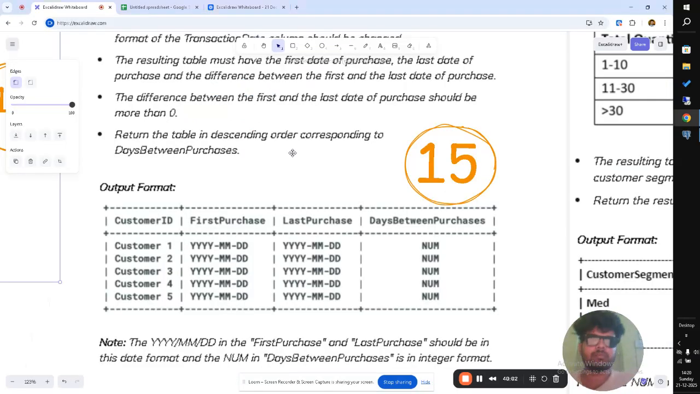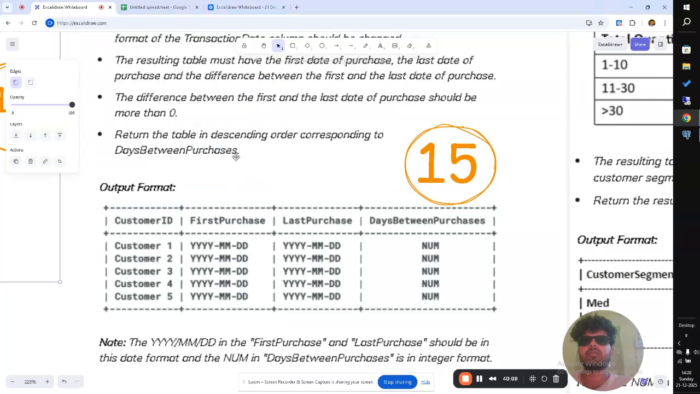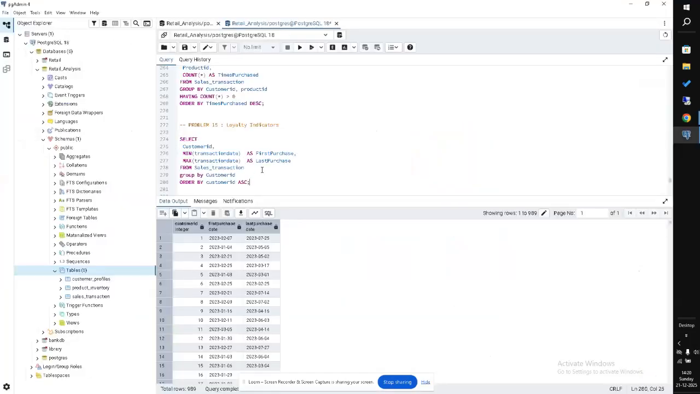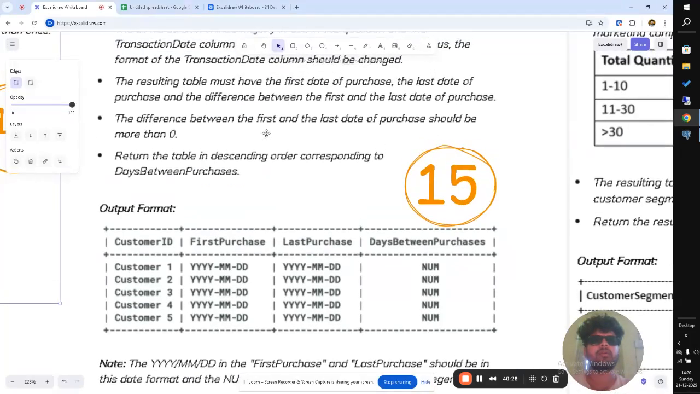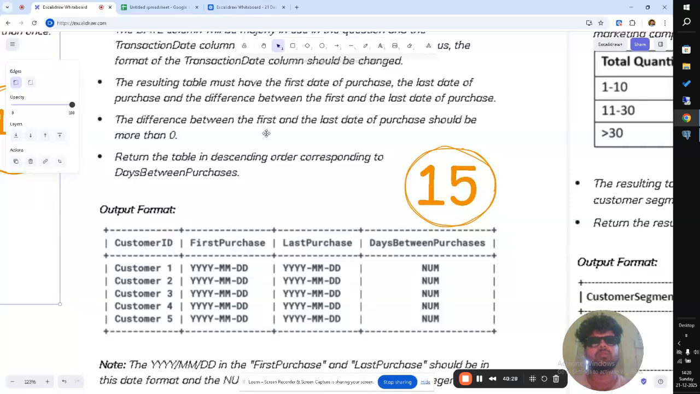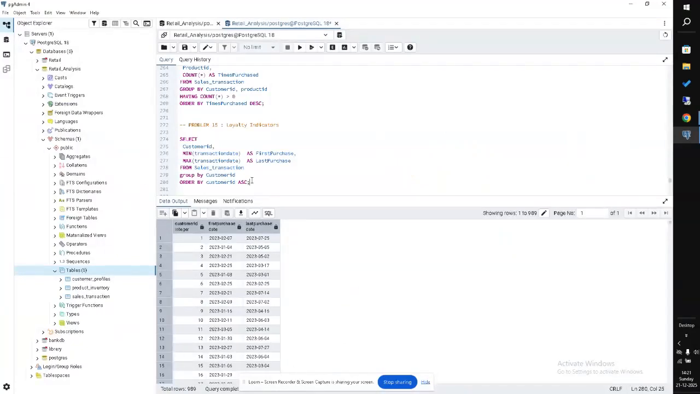Okay, and here descending order of dates. Return the table in descending order. So the difference between the first and last date of purchase should be more than 0. The result must have the first date of purchase. And then I will be using a CTE. No, let's see.